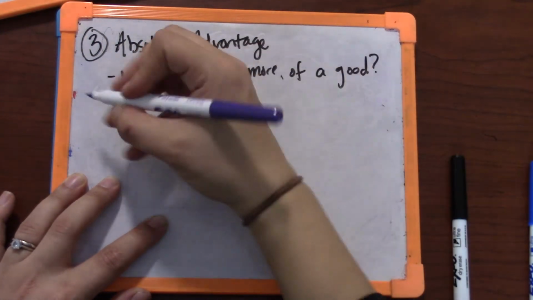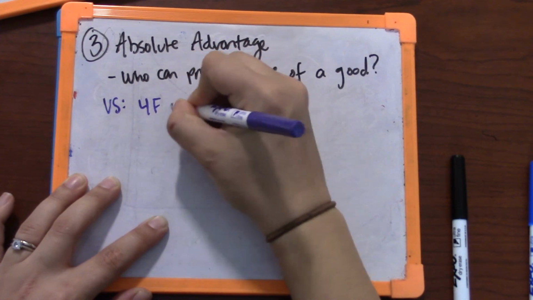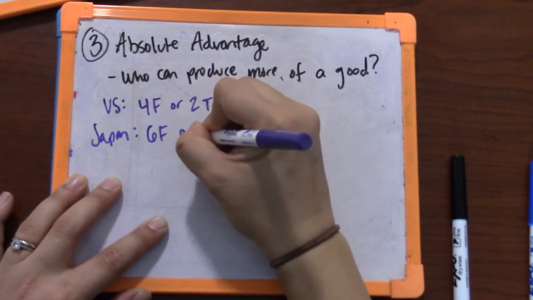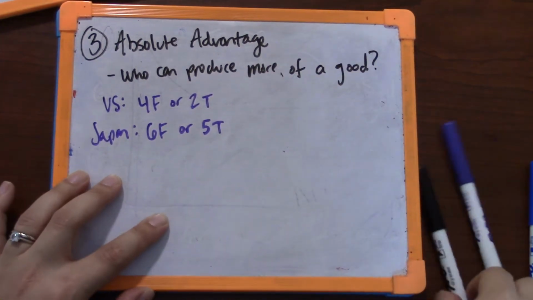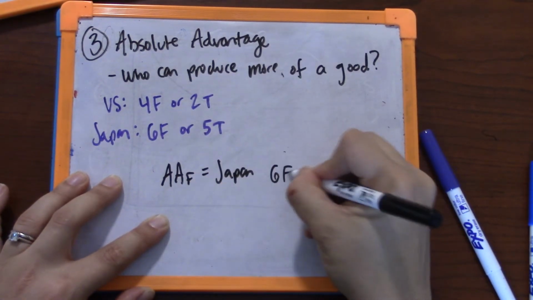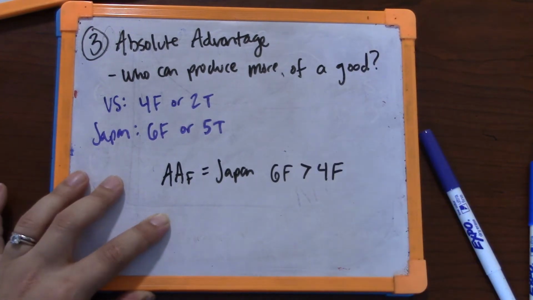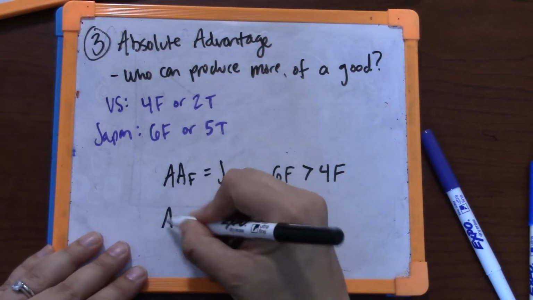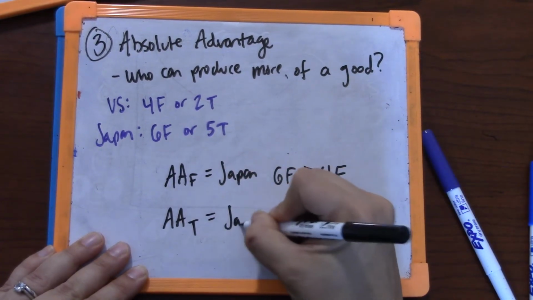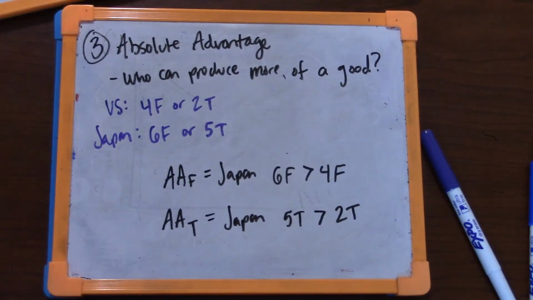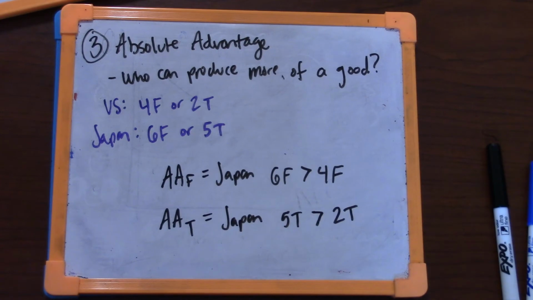Remember that in our example, the US can do 4 football or 2 tuna, and Japan can do 6 football or 5 tuna. That means that the absolute advantage in football goes to Japan, because 6 football is more than 4 football. When the Japanese spend all of their energy on football games, they can hold more than the United States. The absolute advantage in tuna also goes to Japan, because 5 tuna is more than 2 tuna. When Japan spends all their energy on fishing, they can harvest more tuna than the United States.